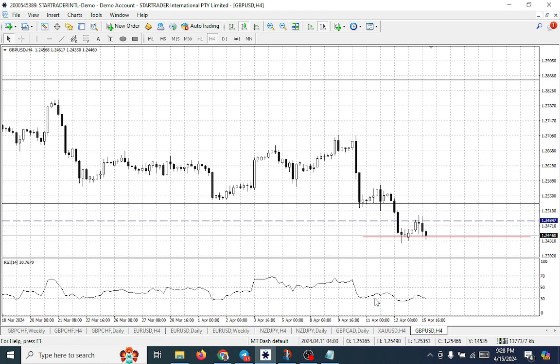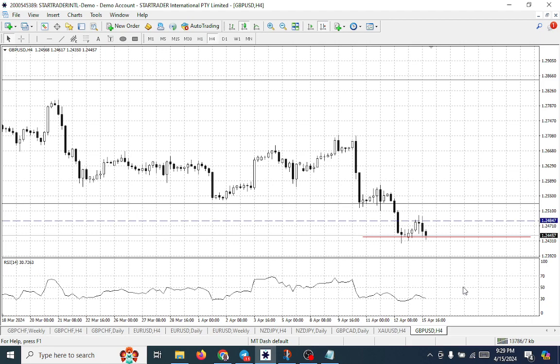Clearly, the market has shown me that the price is overly bearish here. Price is bearish because the relative strength index curve is below the 50 level. So this market is clearly in a downtrend now.